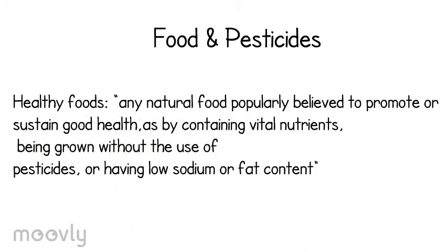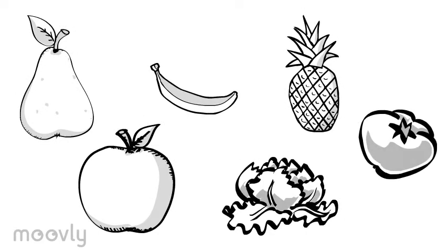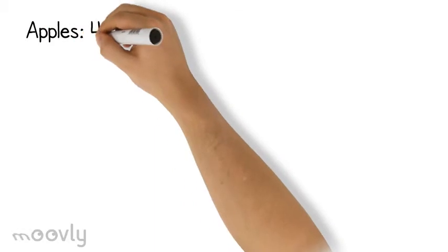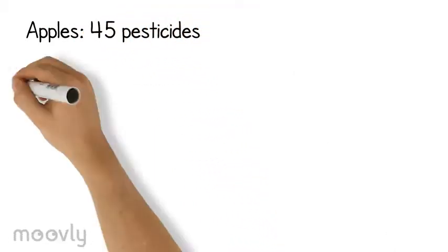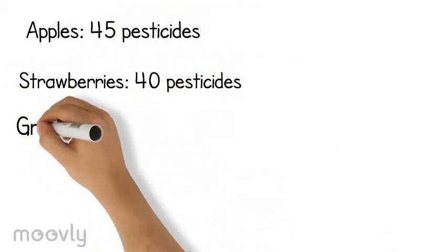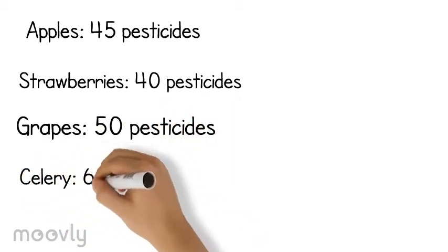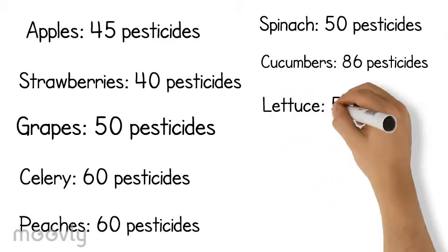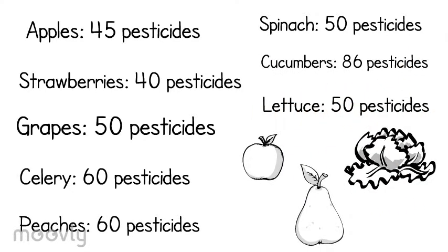When you think of healthy foods, most often do you think about fruits and vegetables? Do you think about the pesticides that may have been used in the production of these so-called healthy foods? More than 45 different pesticides were found on apples, 40 on strawberries, 50 on grapes, 60 on celery, 60 on peaches, 50 on spinach, 86 on cucumbers, and 50 on lettuce. All these foods that are considered to be healthy for humans contain more pesticides than people think.